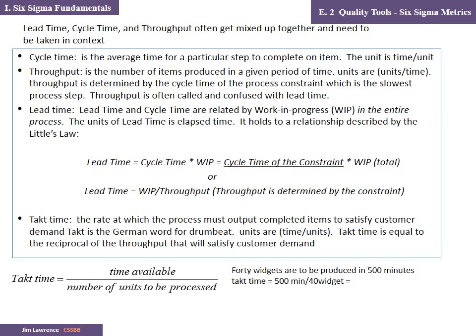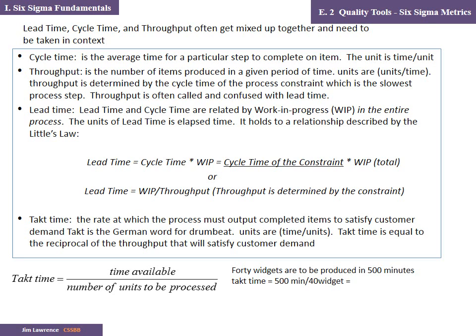Now we're going to talk a little bit about lean-specific metrics. Lead time, cycle time, and throughput are often mixed up together and need to be taken in context. Cycle time is the average time for a particular step to complete on an item. The unit is time per unit. Throughput is the number of items produced in a given period of time, where the units are units over time. Throughput is determined by the cycle time of the process constraint, which is the slowest process step. Throughput is often called and confused with lead time.